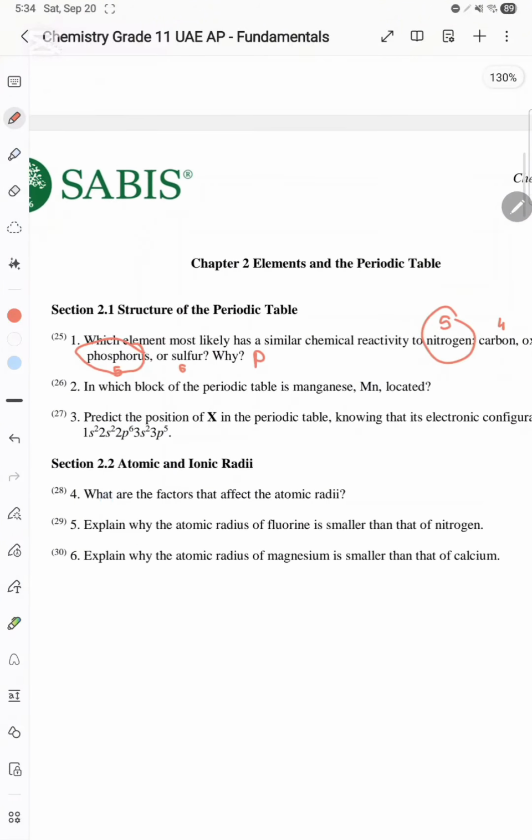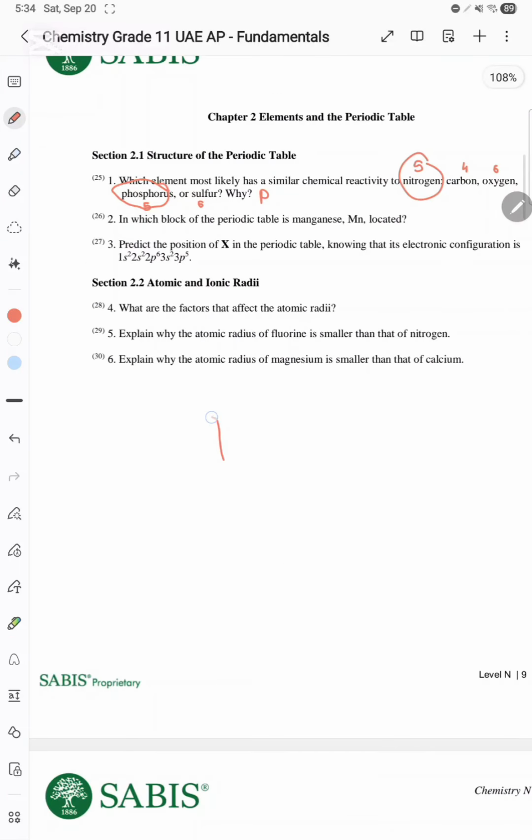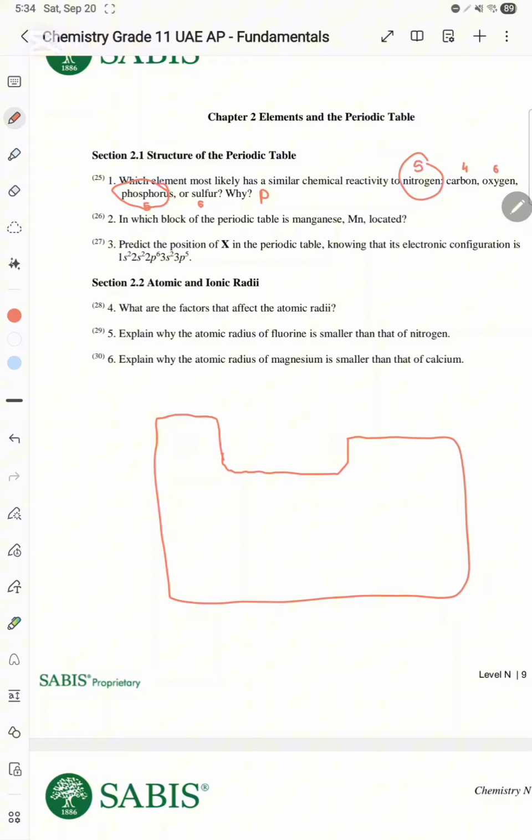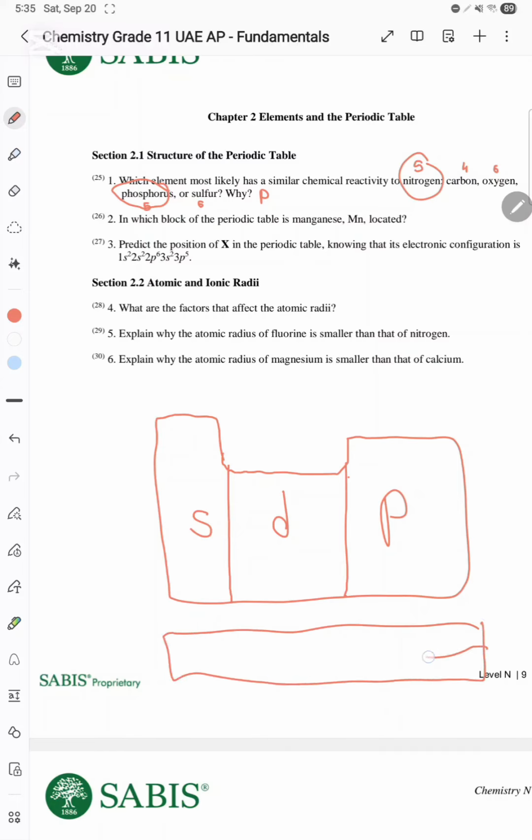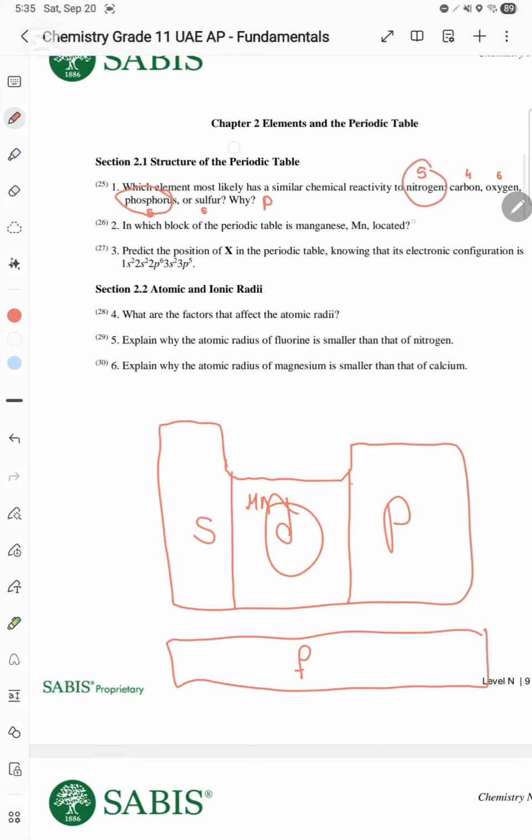Now, in which block of the periodic table is manganese? We first need to take a small look. Let me draw a periodic table here. I know, very bad. Anyways, this block is the S block, this block is the P block. The transition metals are all in the D block, and these two rows at the bottom all belong to the F block. So manganese is a transition metal, right here, Mn. So Mn belongs to the D block.